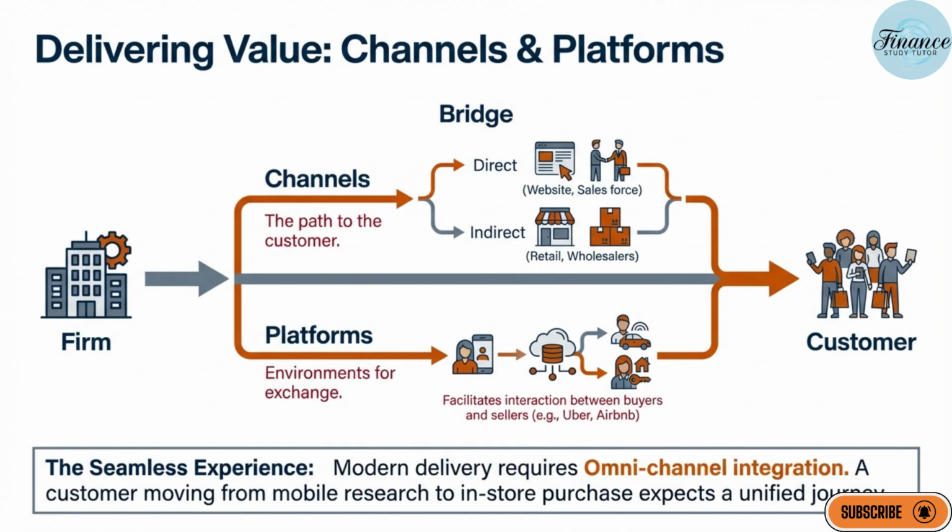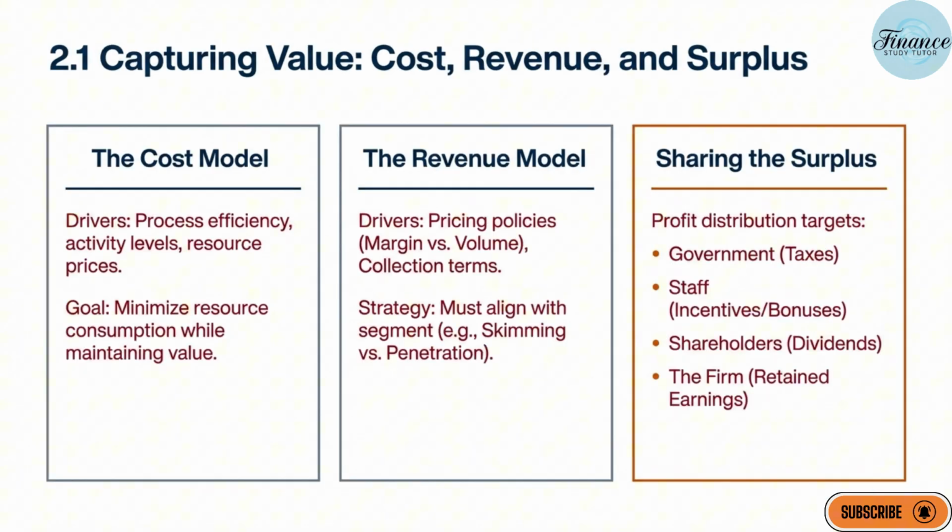Now for the part everyone waits for. Step 4, capturing value. The show me the money phase. But the sources are specific. It's not just revenue, it's an equation. Cost model, revenue model, and distribution of surplus. Yes, let's break that down. The revenue model is your pricing strategy. The cost model comes from the create phase.